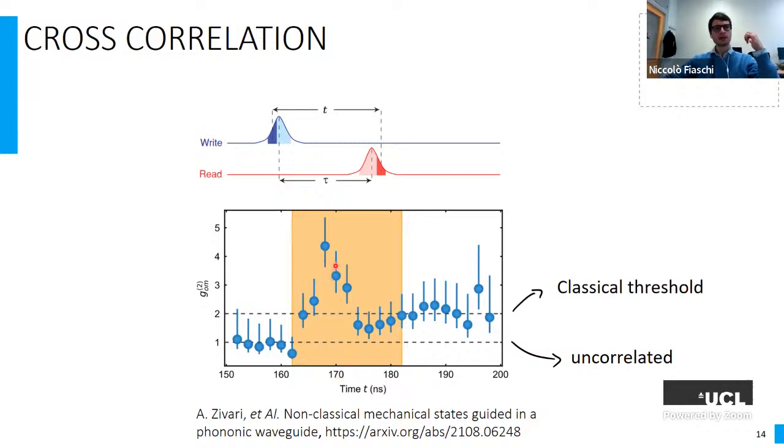But then we said, okay, this is very good, but it tells nothing about, for example, the coherence of the state. Cross correlation is just checking clicks at the end. It doesn't tell you anything about the phase, so the coherence of the state that travels. Still, the result is 4.4, which is way above the classical threshold.